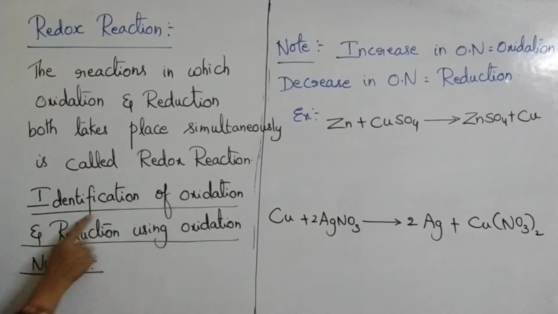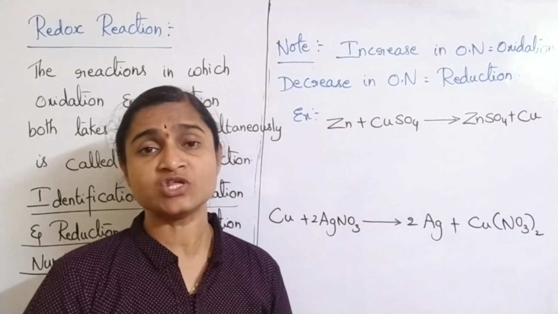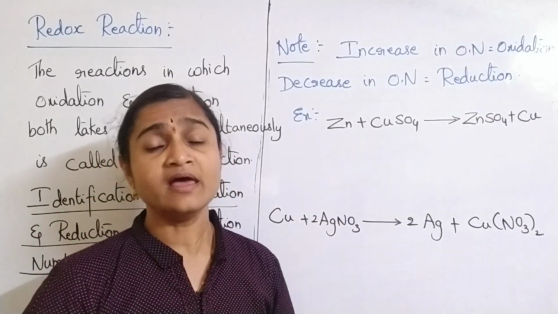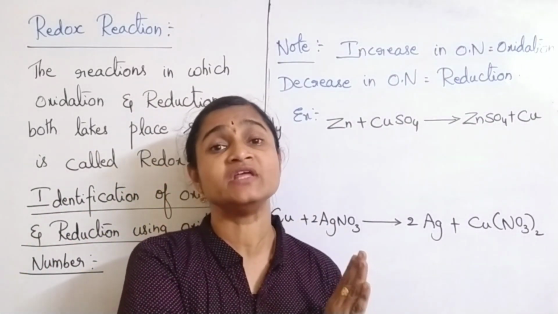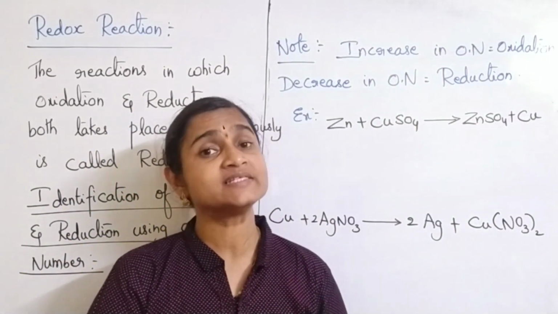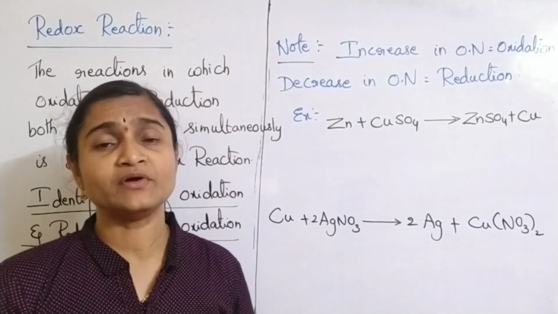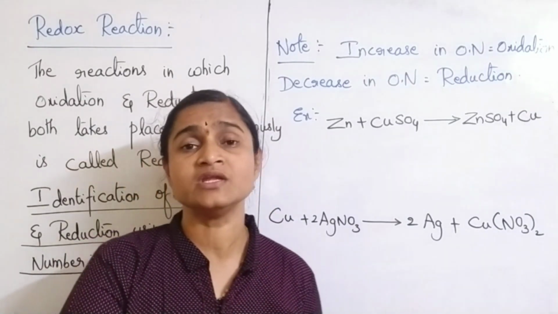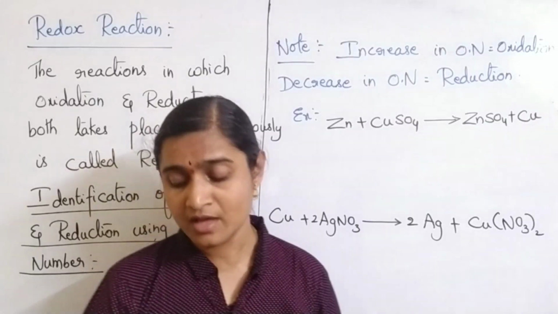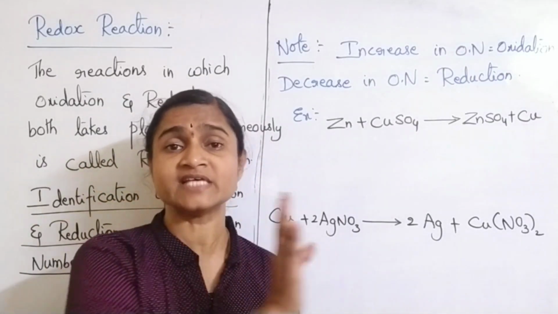Identification of oxidation and reduction using oxidation number: what you have to remember is, if there is an increase in oxidation number from reactant side to product side, then you call that oxidation. If there is a decrease in oxidation number from reactant side to product side, then you call it reduction. We already have learnt about oxidation numbers, so it's very easy to identify whether both reduction and oxidation are happening, by assigning oxidation numbers and comparing them from reactant side to product side.